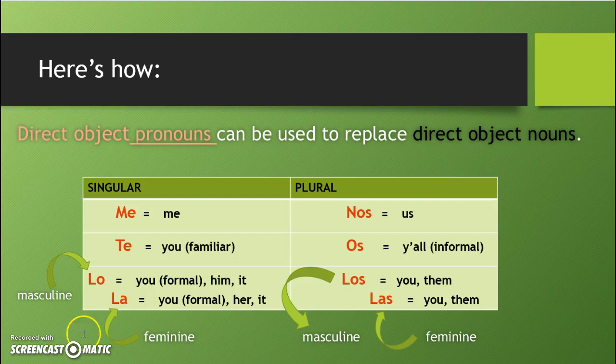Moving on to our plural column, nos significa us. Os is that y'all form, that informal plural you used in Spain. Y finalmente, for things like our tickets, los boletos, or suitcases, las maletas, I would pluralize those and put them in the appropriate direct object pronoun to replace those given direct object nouns.